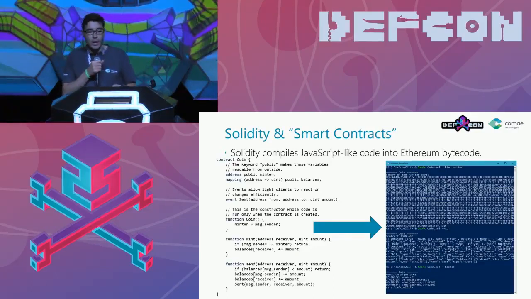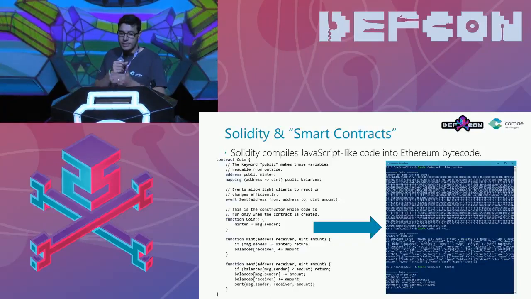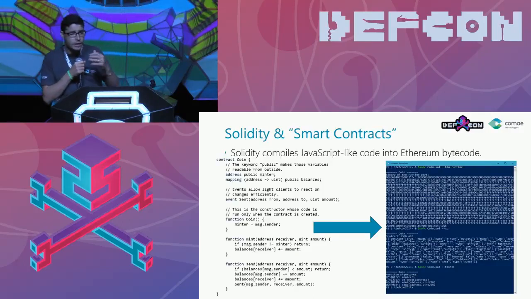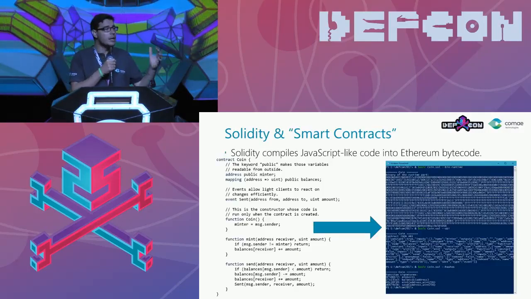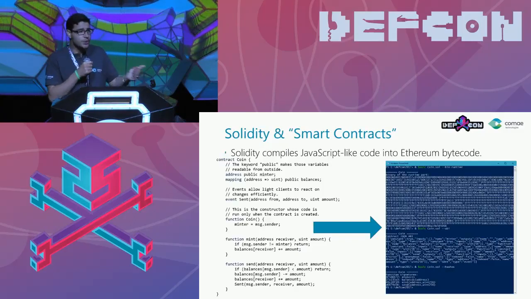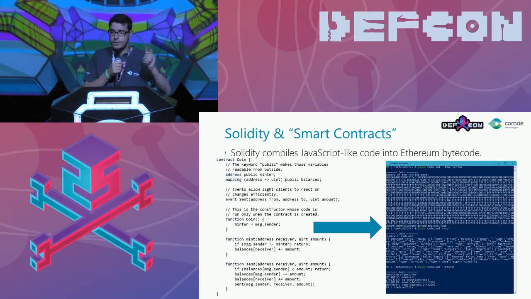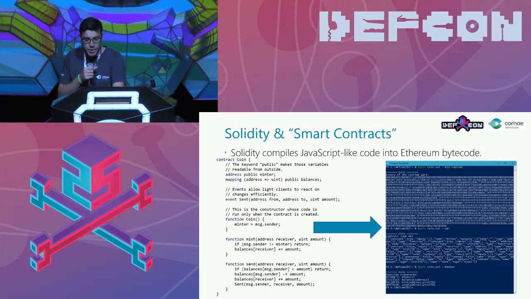Then you compile it using Solidity, and you get all that bytecode, which is going to end up on the actual blockchain. At the same time you compile, it also saves the interface, which is going to be used by other smart contracts to call that specific contract.